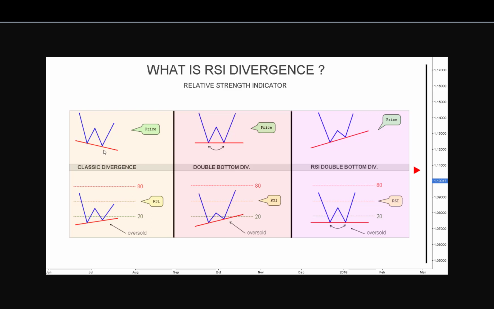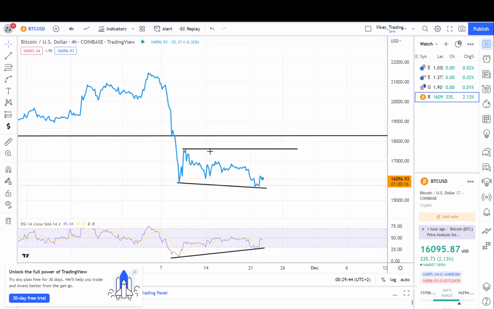Price forms a lower low, momentum forms a higher low. So you understand? This will be one of the pairs that I'll be trading back to around 17,500-ish. Then once it breaks that place, maybe I can look for a retest and go long in the long term.